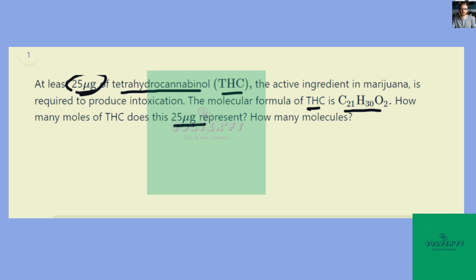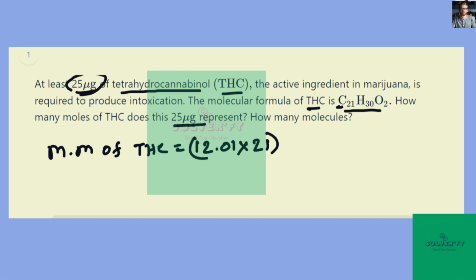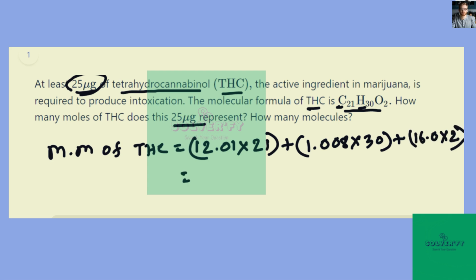From there we can find out how many moles are contained in 25 microgram mass. So from this formula we can find the molar mass of THC, which will be, since carbon has a molar mass of 12.01 and we have 21 carbon here, multiplied by 21, then hydrogen, which has a molar mass of 1.008, and we have 30 hydrogens, multiplied by 30, and then we have 2 oxygen. 16 is the molar mass of oxygen, multiplied by 2, and this will give us a value of 314.45.